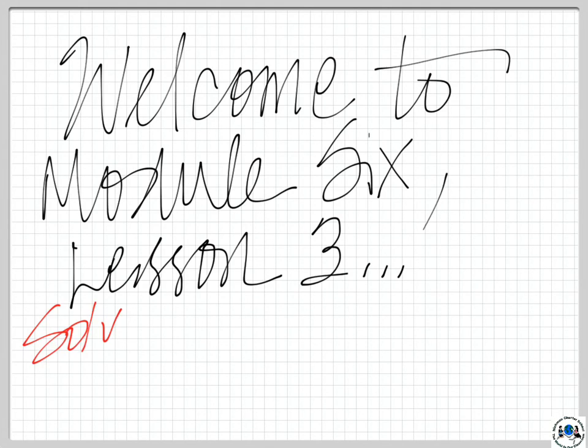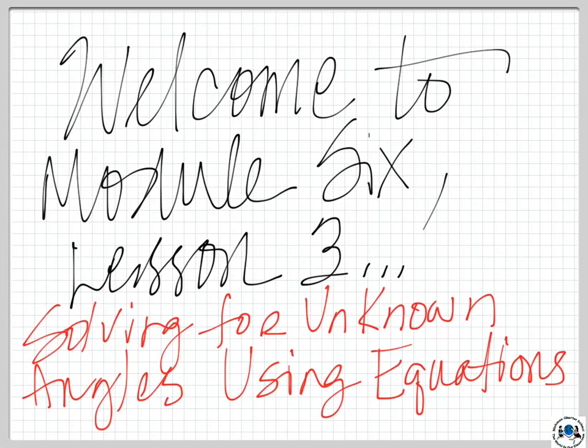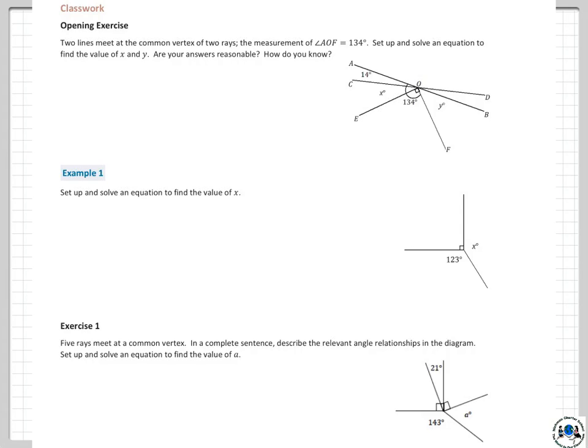Welcome to Module 6, Lesson 3, Solving for Unknown Angles Using Equations. Just another extension of what we've been doing. Moving from Lesson 2 to Lesson 3, pretty much doing the same. We're going to be solving for unknown angles in word problems and in diagrams involving all the angle facts and relationships we've learned. So let's just get it done. Here we go. Opening exercise.